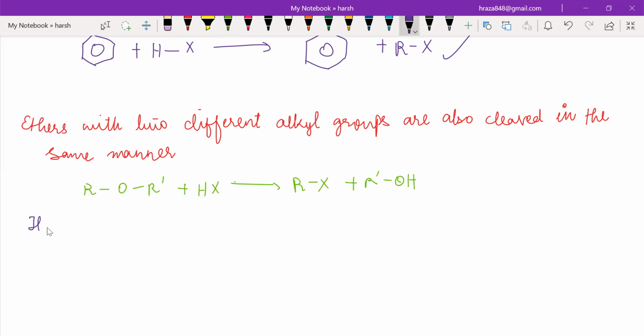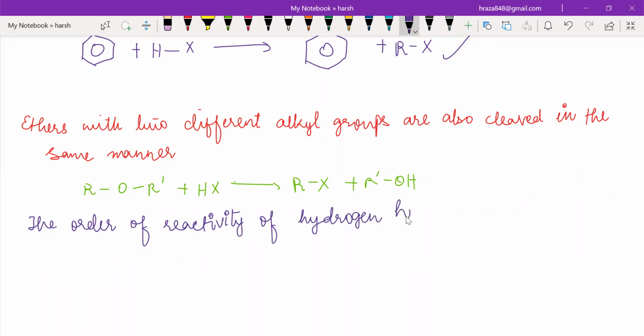And also the order of reactivity, which is very important and can be asked directly. The order of reactivity of hydrogen halides is as follows. Basically, iodine is the best leaving group. That's why it will be HI, HBr, HCl.